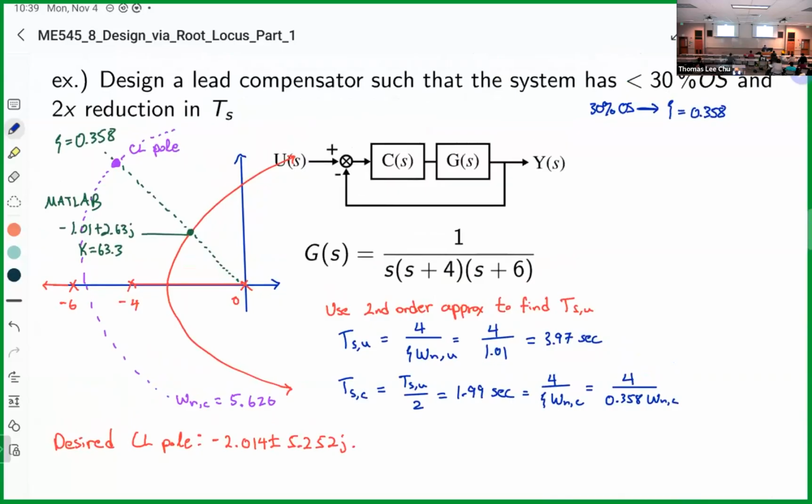One little recap: diagonal lines like this, the green line, are constant damping ratio lines. So lines that go off from the origin are constant damping ratios, and then constant radius about the origin is basically a constant natural frequency.